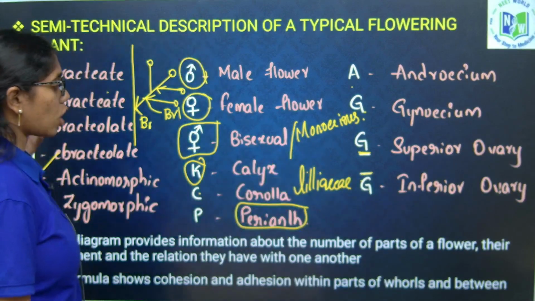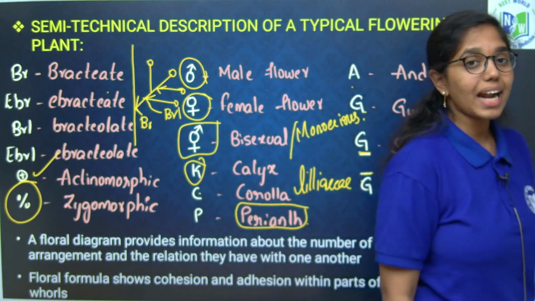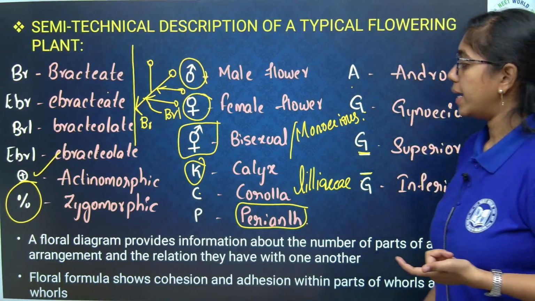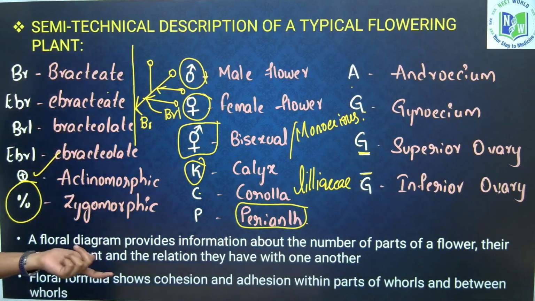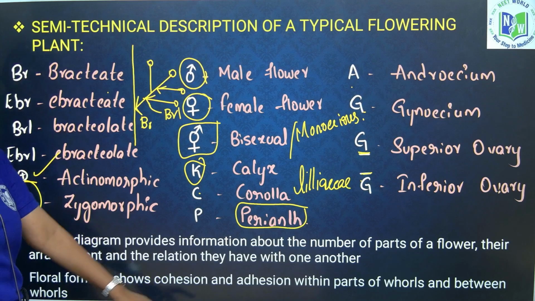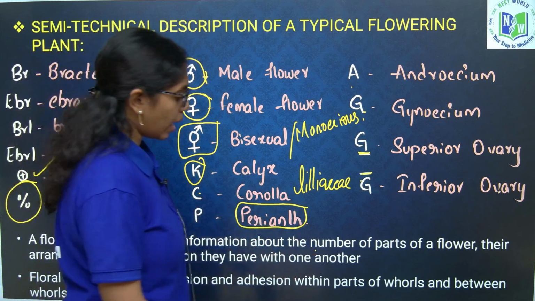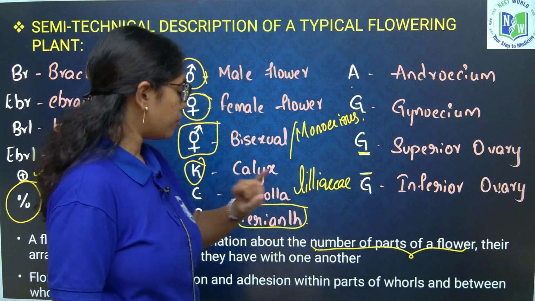Clear? This is all about the notations you have to keep in mind to understand the floral formulae. And these two are statement based. You can get statement based questions on what the floral diagram and floral formula can describe. The floral diagram provides information about the number of parts of the flower, that is, how many parts or whorls of the flower there are.